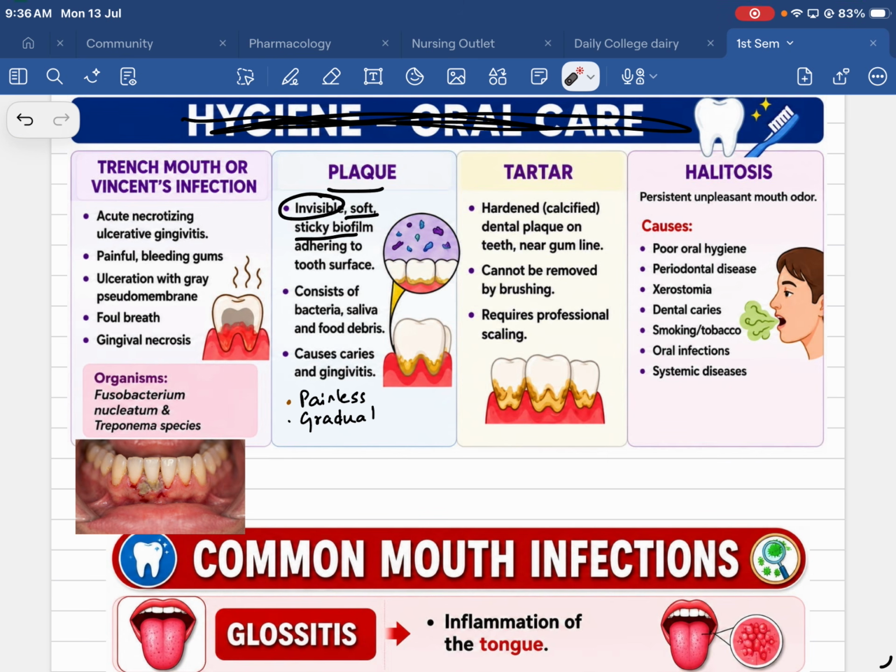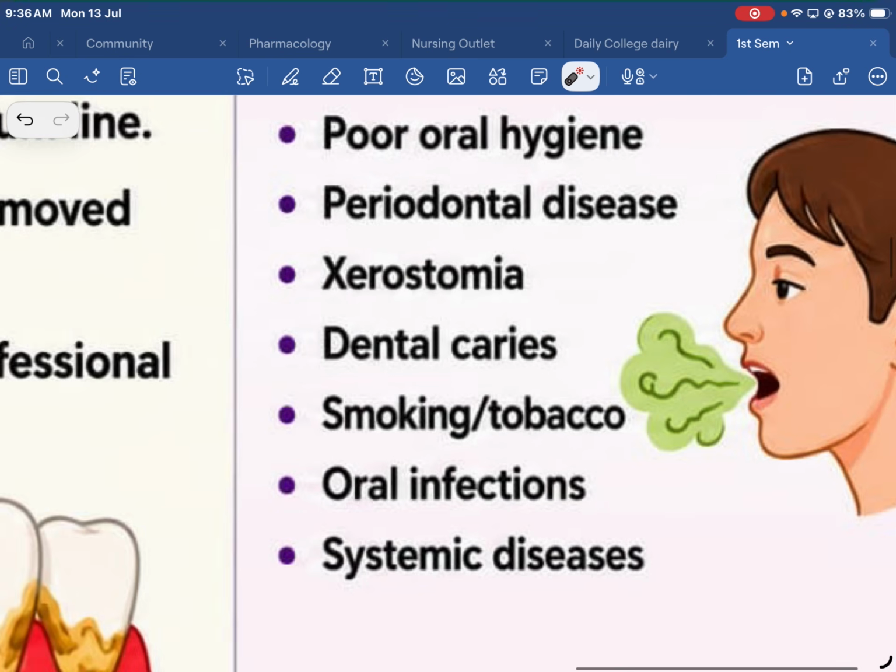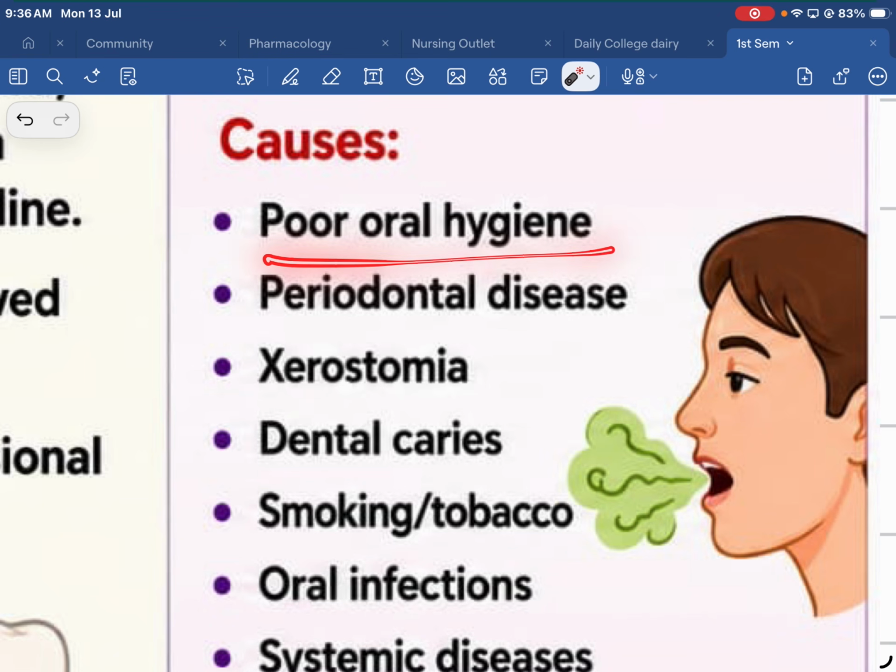So why does it happen? Because of poor oral hygiene, because of periodontal disease, that means the deeper tooth with the gums. That cavity infection we call periodontitis or pyorrhea. I will come to that. So from periodontal diseases you will also get halitosis. And xerostomia. Xero means dry.